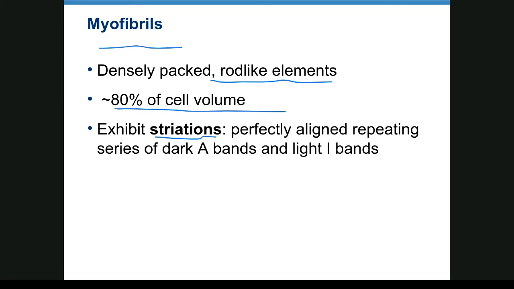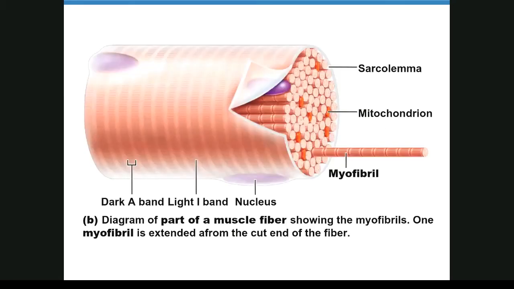and light bands we call I bands. So dark, light, myofibril, here, each of those, and you see they're aligned with each other. So you can see the whole streak of light and a whole streak of dark.